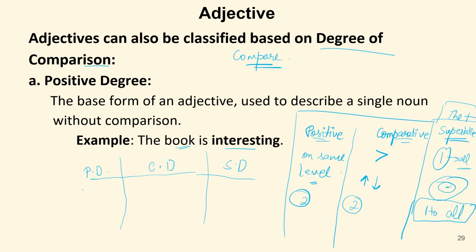For example, if I say beautiful, suppose tall. Now, for beautiful, the comparative degree of it we can make more beautiful, and superlative degree is most beautiful. Tall, comparative degree taller, superlative degree tallest.